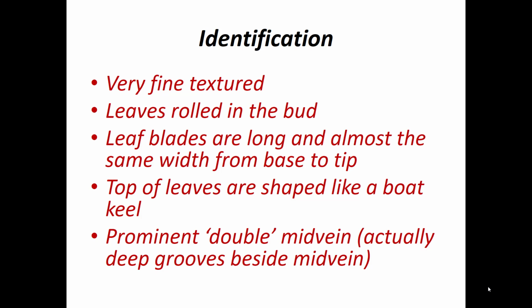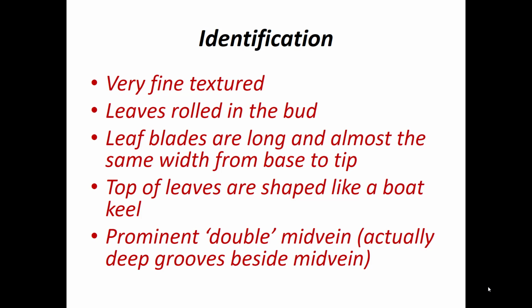If you look at bluegrass from a distance, you're going to notice several things. Number one, it's going to be very fine textured and typically low growing. If you get in closer, then the leaves are going to be rolled in the bud. The leaf blades are going to be long and almost the same width from the base to the tip. The tip of the leaves is shaped like a boat keel.